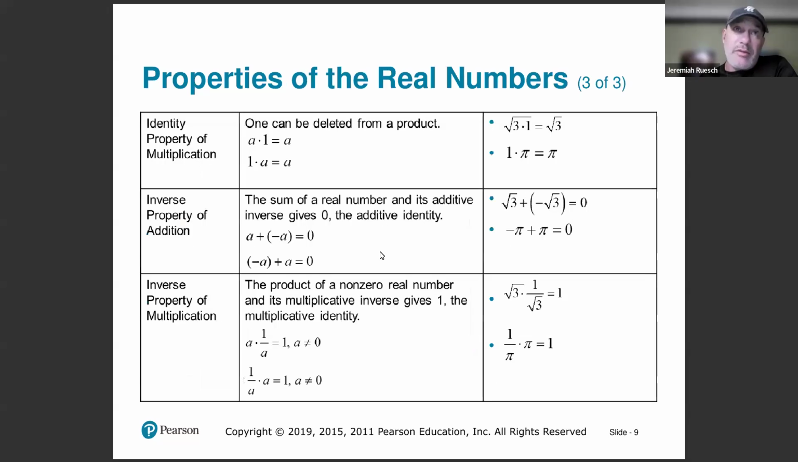And there's the same result for multiplication, but the identity is different. For multiplication, the multiplicative identity is 1. In other words, 1 times the number or a number times 1 is still that number.